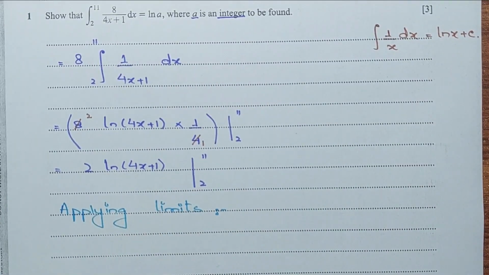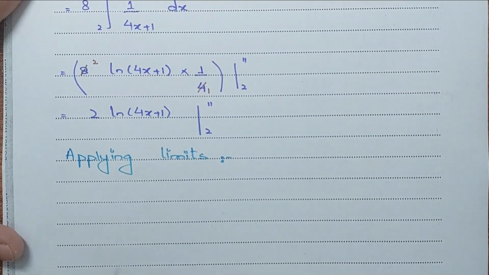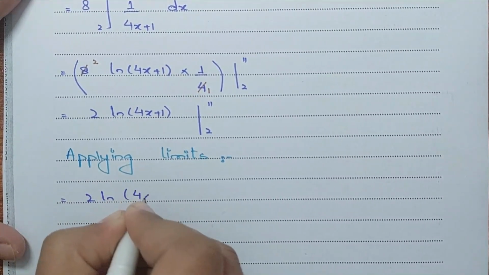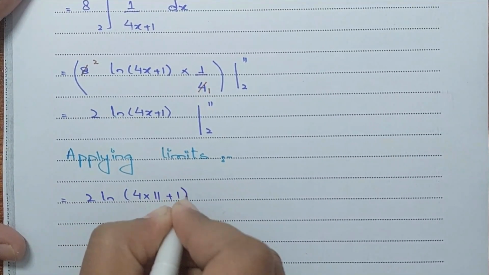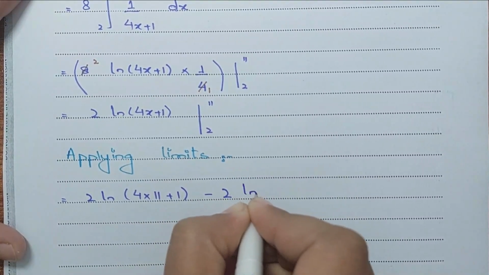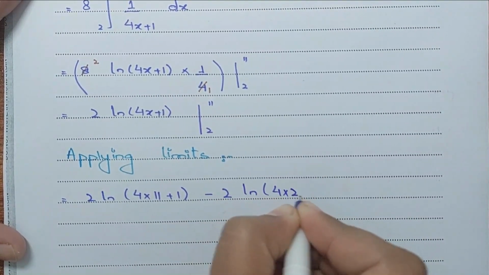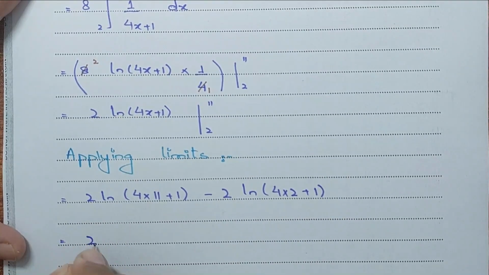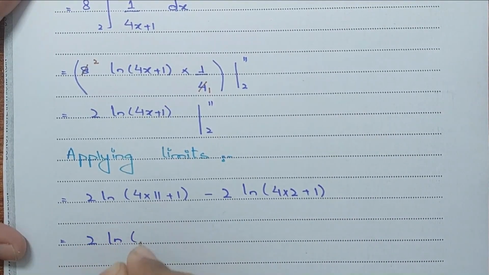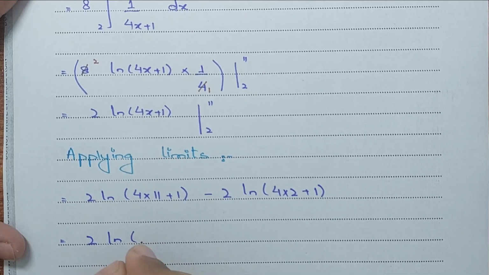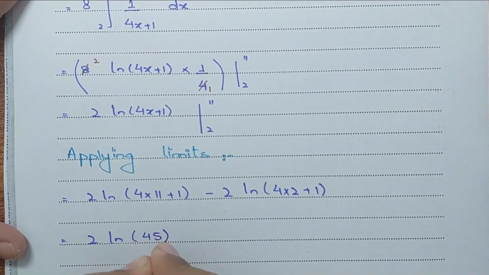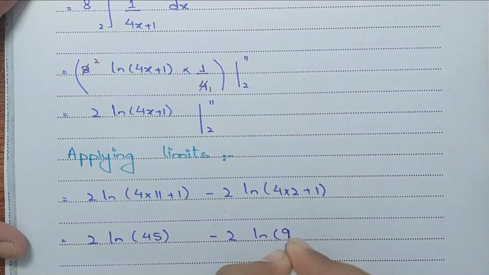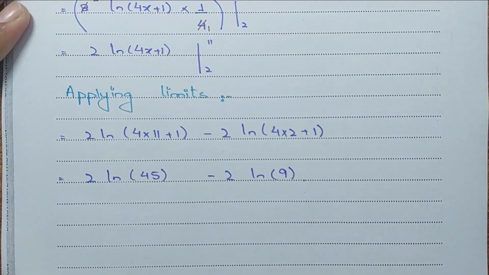Okay, so when we apply the limits, upper limit is 11 and the lower is 2. So 2 natural log of 4 times 11 plus 1 minus 2 natural log of 4 times 2 plus 1. Upper limit, subtract the lower limit. So we have 2 natural log 4 times 11 is 44. 44 plus 1 is 45. Minus 2 natural log. 4 times 2 is 8. 8 plus 1 is 9.